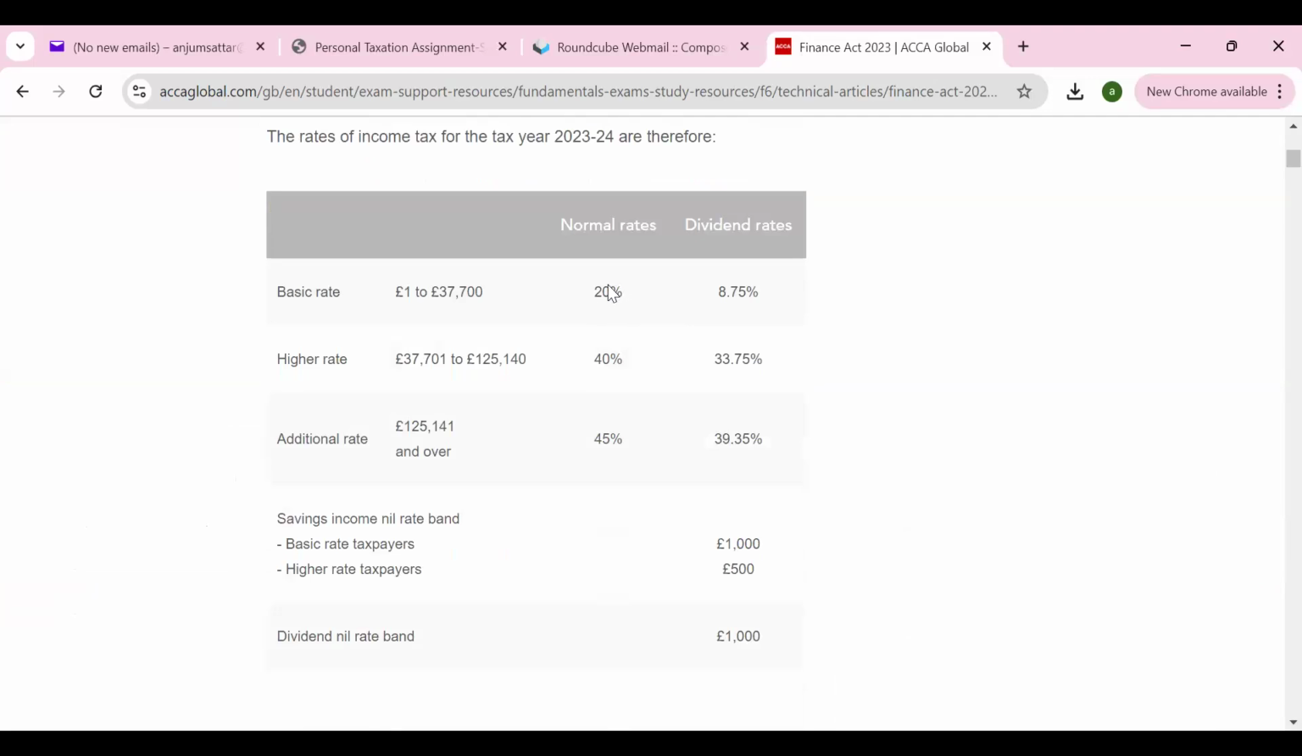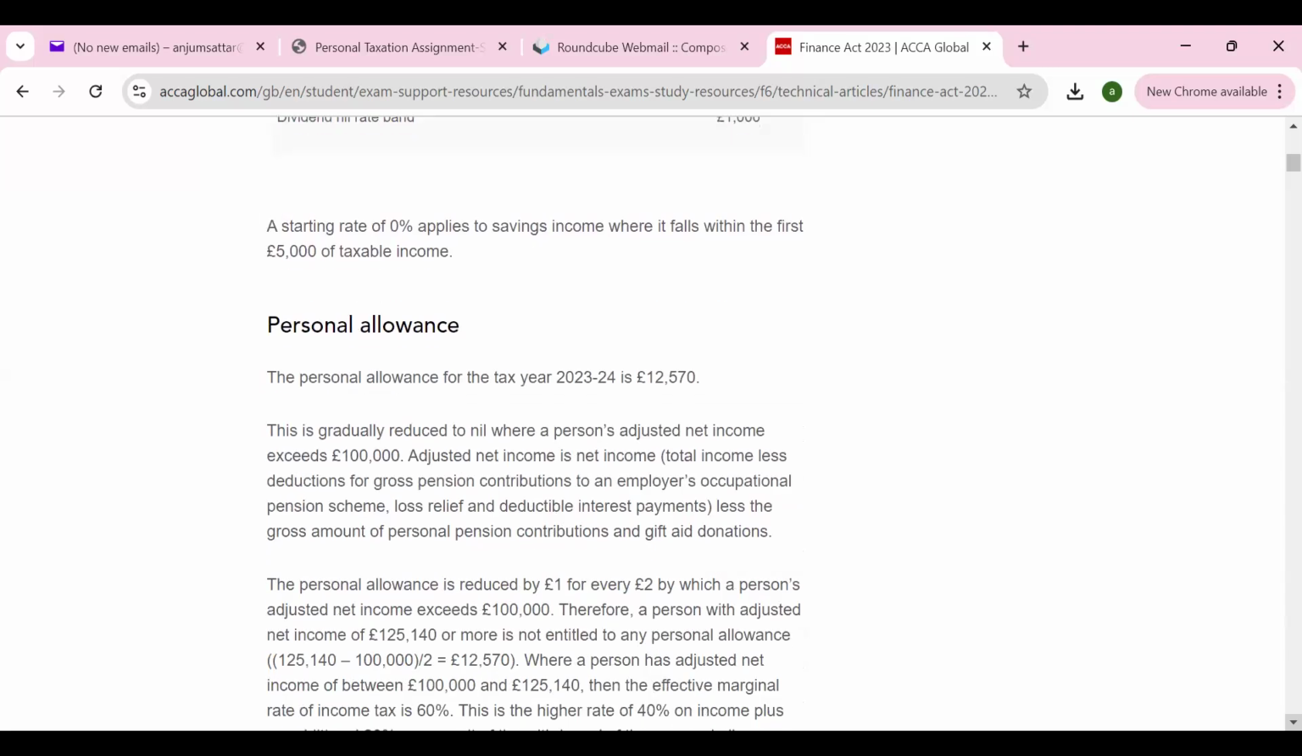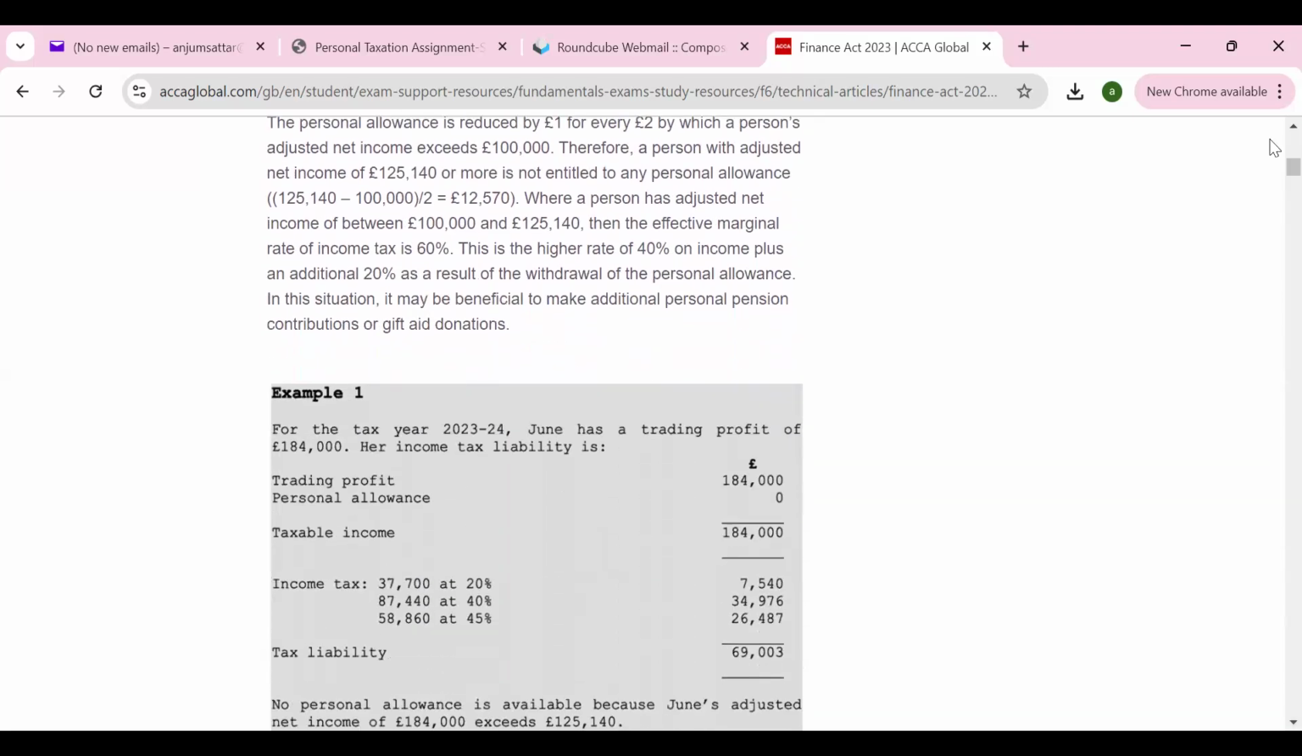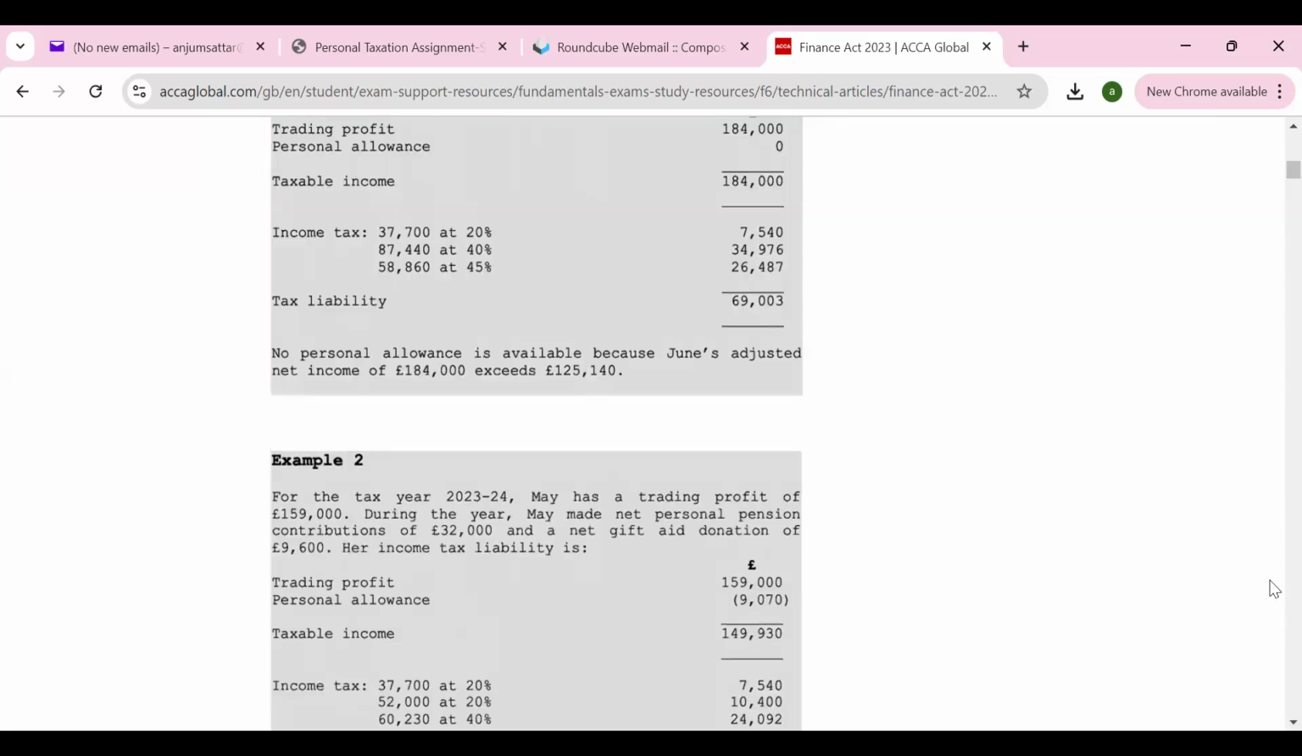If anyone is earning the first 12,570, there is no tax. You can say according to the Finance Act 2023/24, the personal allowance is 12,570. If anyone is earning above that, there will be a 20% tax up to £37,700. In this case, Mr. Henry is earning 46,700. So if we minus 12,570, the remaining income will be charged at 20%, all in the basic tax bracket. And if Mr. Henry is getting a dividend, the rate applied will be 8.75%. So that's your interpretation. All the rates are here.